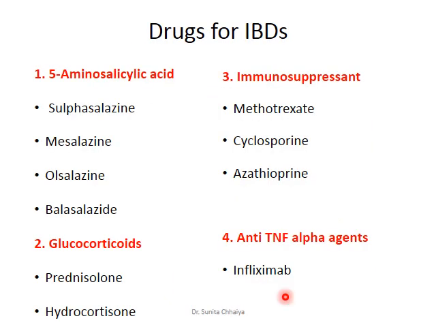Regarding the drugs used for the treatment of inflammatory bowel diseases, the major group is 5-amino salicylic acid, which includes sulfasalazine, mesalazine, olsalazine, and balsalazide. Others are known as immunosuppressants. One of them is glucocorticoids, including prednisolone or hydrocortisone. Then immunosuppressants like methotrexate, cyclosporine, azathioprine, or the anti-TNF alpha agent infliximab. All these drugs are used for the treatment of inflammatory bowel diseases.